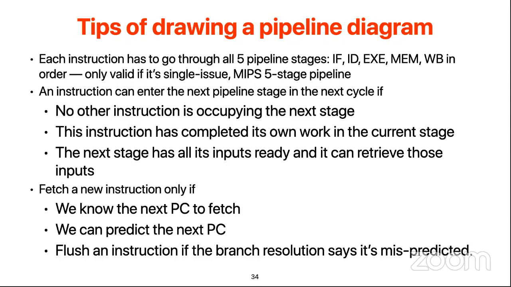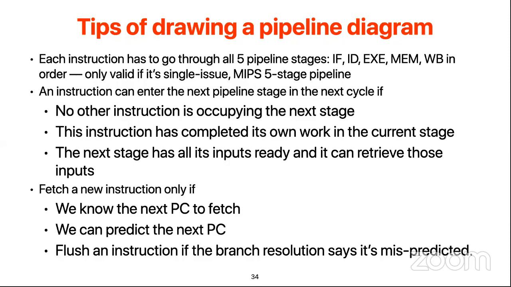We are going to let you draw a pipeline diagram. The basic idea of a pipeline diagram is that each instruction will go through 5 stages of the processor. And these 5 stages, as I mentioned, are named IF, ID, EXE, MEM, WB in order. The guideline of advancing instructions is this.